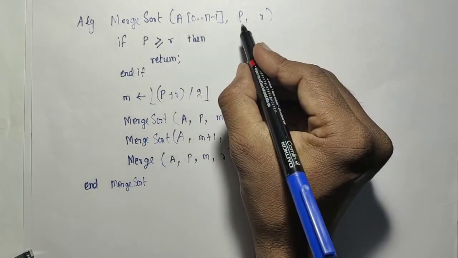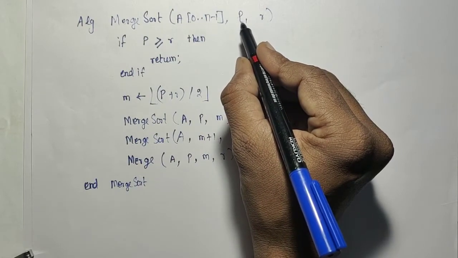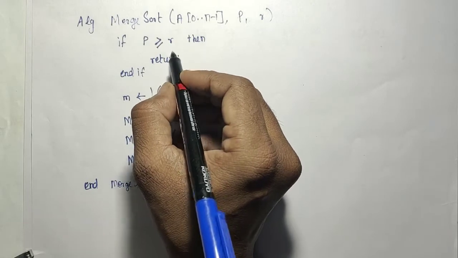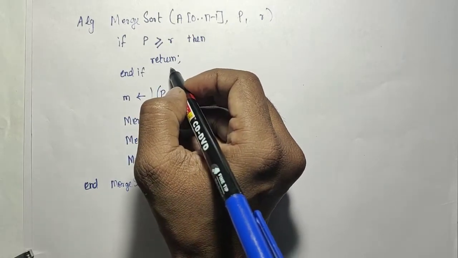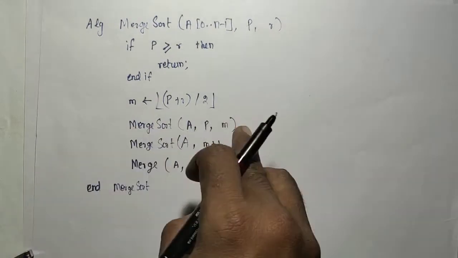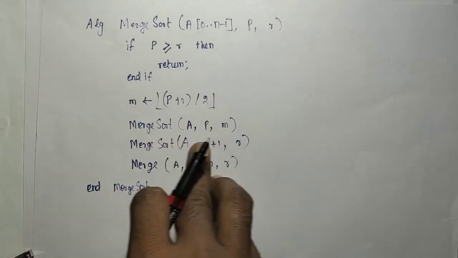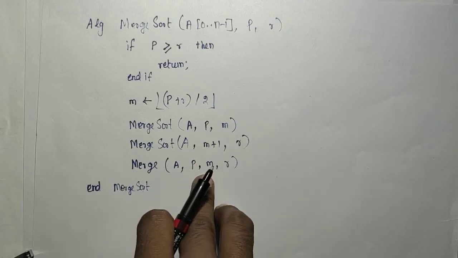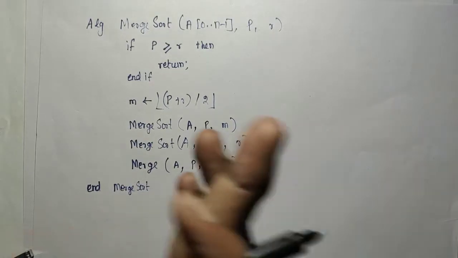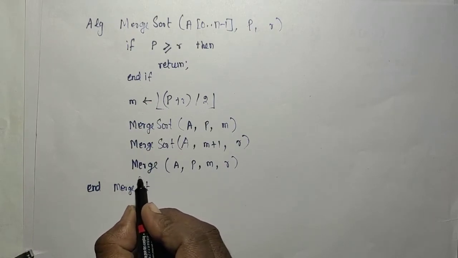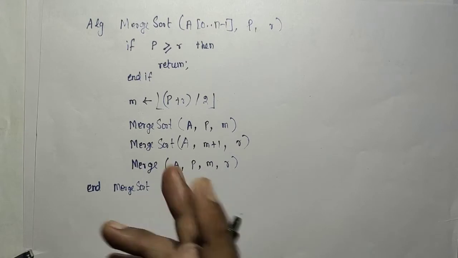So just check the validation of P and R. If P is greater than or equal to R, no need to do anything, just return. Otherwise, find the middle element, sort the first half, P to M, sort the second half, M plus 1 to R, using the same algorithm, and then merge these two. This is the algorithm; how to trace merging two halves we have already discussed.